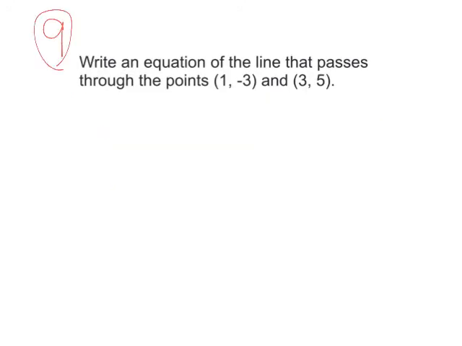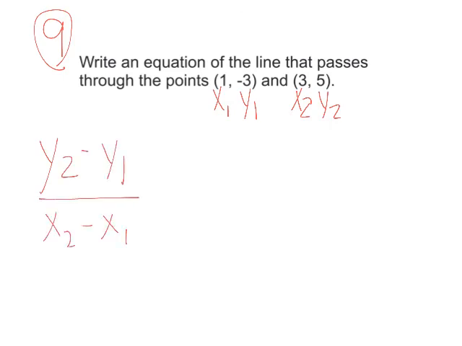Plug in what you know and solve for what you don't know. And finally, number 9. Write an equation of the line that passes through the points (1, -3) and (3, 5). We have our x1 and our y1, our x2 and our y2. You're going to use those in the slope formula, y2 minus y1 over x2 minus x1, to find the slope. So that's equal to m, and then you also have an x and a y that you can plug in to solve for b.